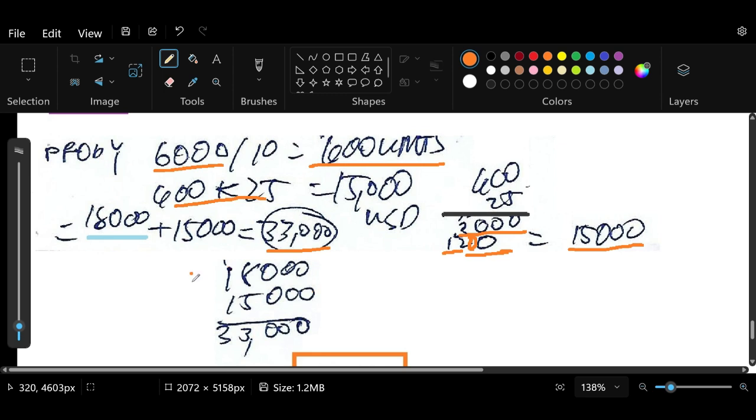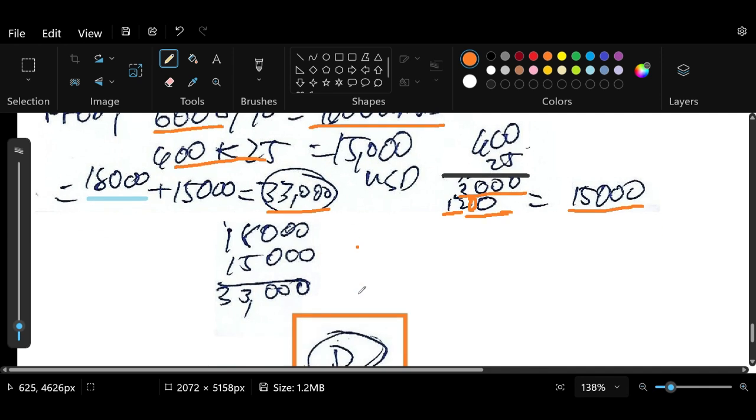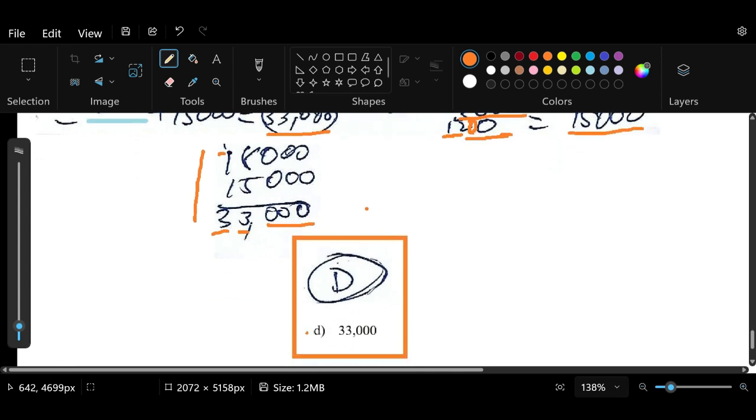Now, if we add them up, we got 33,000, 18,000 plus 15,000, which is done in this way. The three zeros are here, and then 8 plus 5 gives us 3 here, and then 1 here, and then 1 plus 1 plus 1 is 3, 33,000, which is actually letter D. And turns out the winner is not C, but letter D. And that should be the answer for this number.